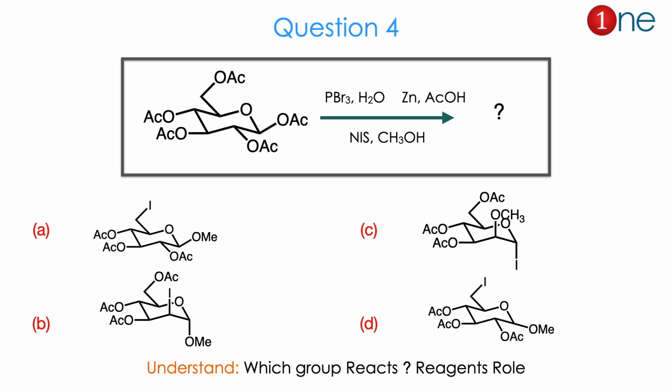Here the products are given. Products are mostly iodinated and the position of iodination is the real question there. And in some places OCH3 is also replaced in the product. So you have to find the product accordingly. From the question you have to understand which OH group reacts and the role of reagents.